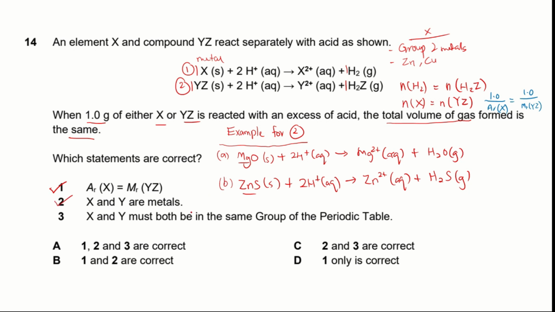Last statement, X and Y must both be in the same group of the periodic table. Element X has so many possible identities. It can be group 2 metal, it can be zinc, it can be copper. Y also has many possible identity like magnesium or zinc. So it's not a must for them to be in the same group of the periodic table. Therefore, statement 3 is incorrect. Answer to this question will be 1 and 2 are correct.